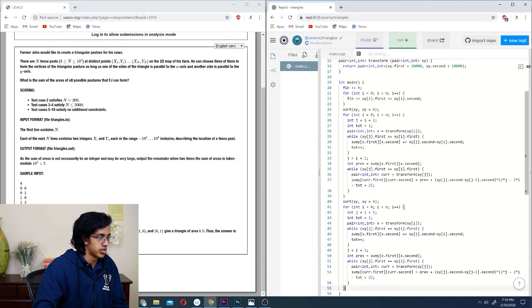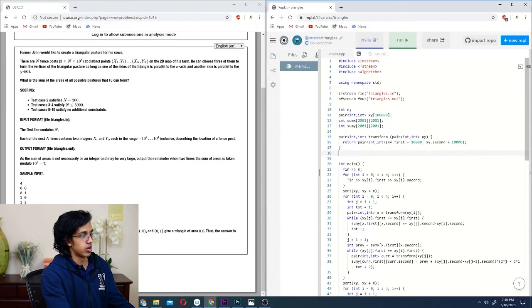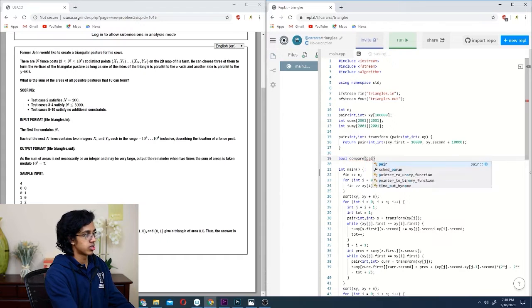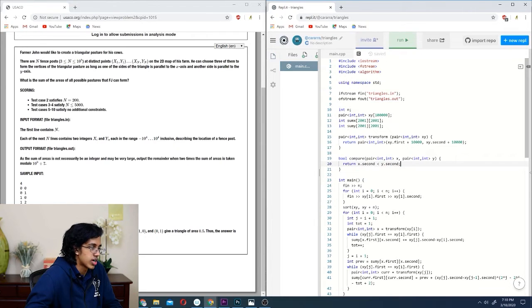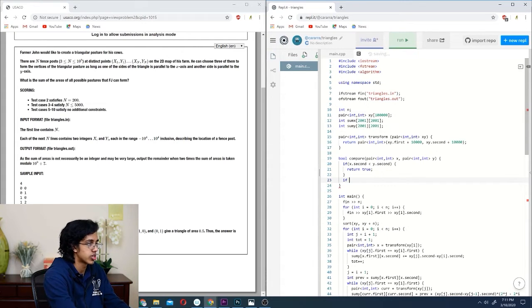And how do we sum it based on the second one? Well, what we could do is just use our own function. So we're just going to do bool compare parents. Basically you want to return true if the first one goes before the second one. So we'll just return x dot second is less than y dot second. But actually we also want to have the x coordinates in increasing order, so we got to do that. So if this, then we return true automatically. However, if the y coordinates are equal, we got to check the x coordinates.